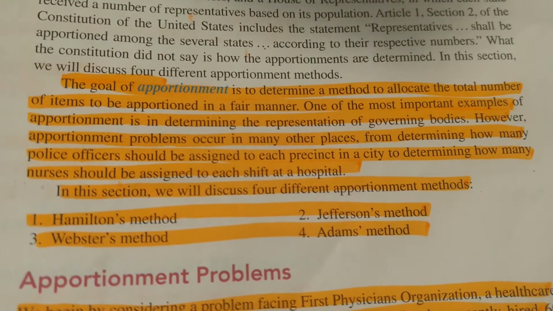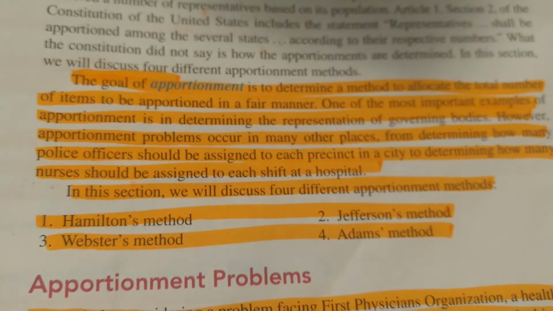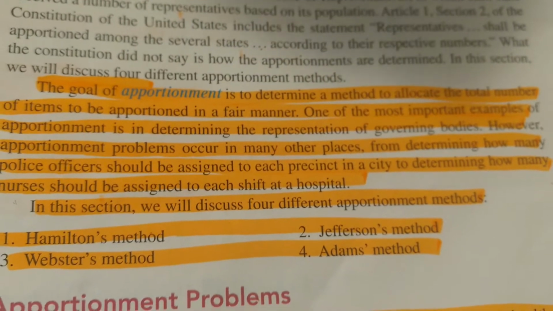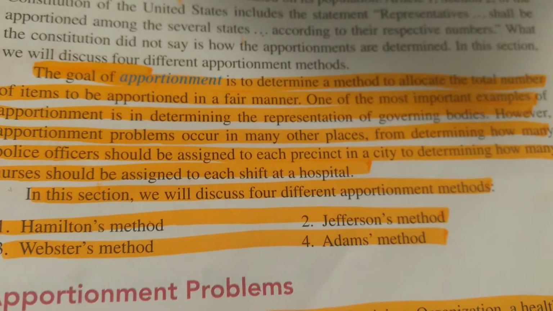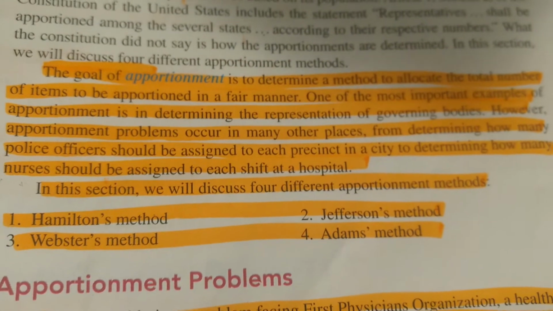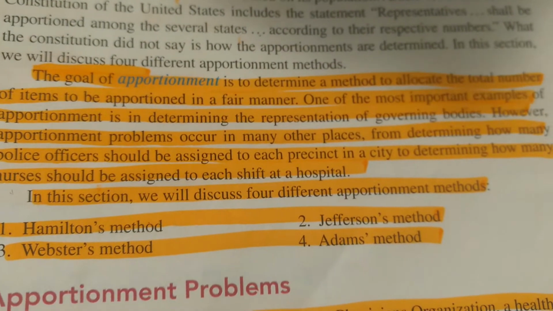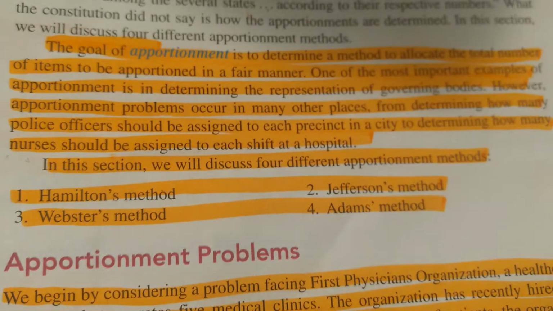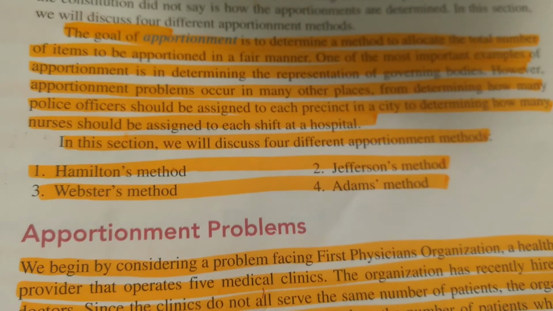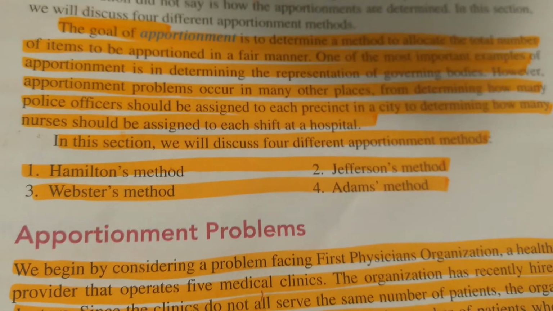It says the goal of apportionment is to determine a method to allocate the total number of items to be apportioned in a fair manner. It says one of the most important examples of apportionment is in determining the representation of governing bodies. However, apportionment problems occur in many other places, from determination of how many police officers should be assigned to each precinct in a city, to determining how many nurses should be assigned to each shift in a hospital. In this section, we will discuss four different apportionment methods: Hamilton's method, Jefferson's method, Webster's method, and the Adams method.